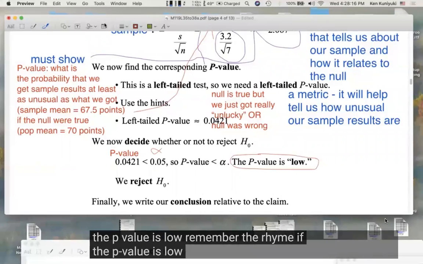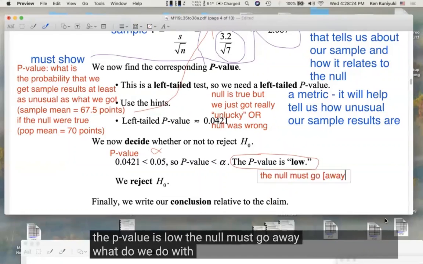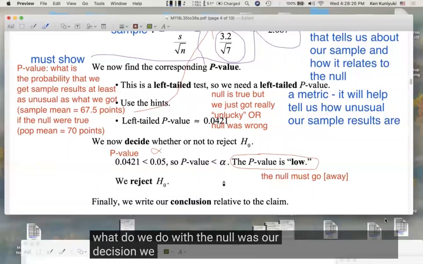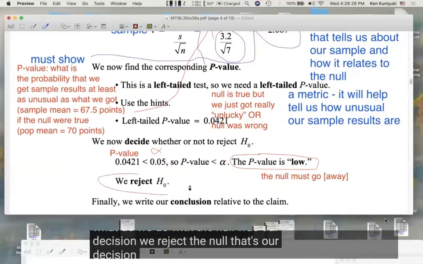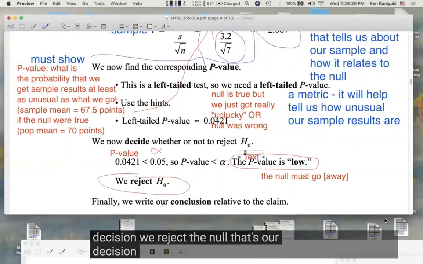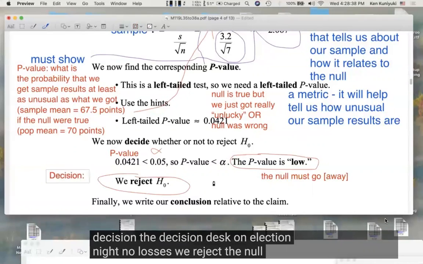If the p-value is low, the null must go away. What do we do with the null? What's our decision? We reject the null. That's our decision. The decision desk on election night: null loses. We reject the null.